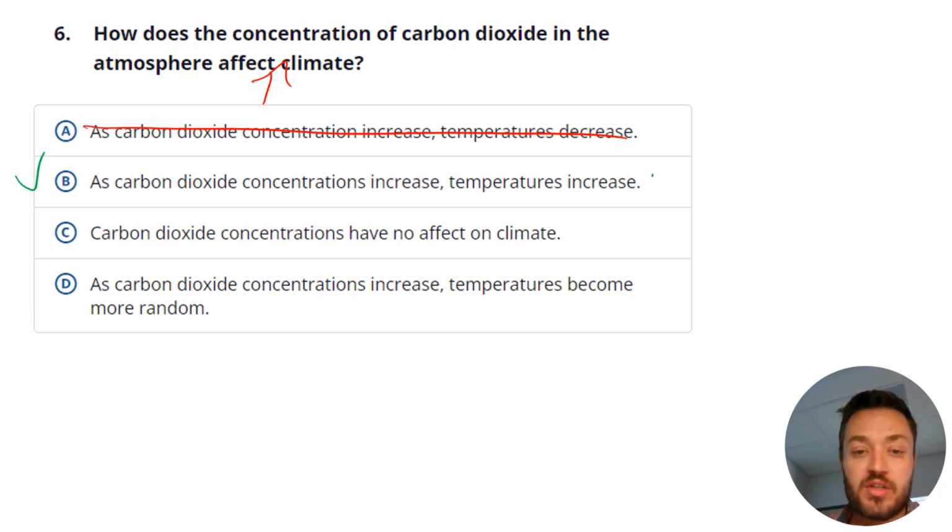Carbon dioxide concentrations have no effect on climate. We've shown in studies over and over again that there's at least a positive correlation. And as carbon dioxide concentrations increase, temperatures become more random. That is also not true according to the data and the graphing that we've carried out over the past couple of decades. All right, so the correct answer is B.